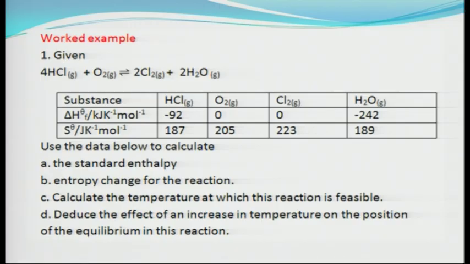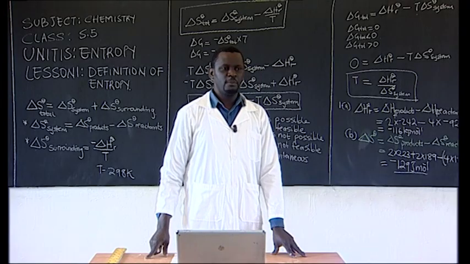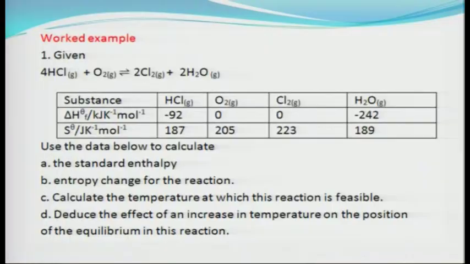Then finally, deduce the effect of increase in temperature on the position of equilibrium. When you are deducing the effect of temperature, we look at our value for heat of reaction. If it is positive, we say that the reaction will shift to the forward direction. If it is negative, that is, if it is exothermic, we say the reaction will shift to the backward reaction. So next time we shall look at more questions about this.